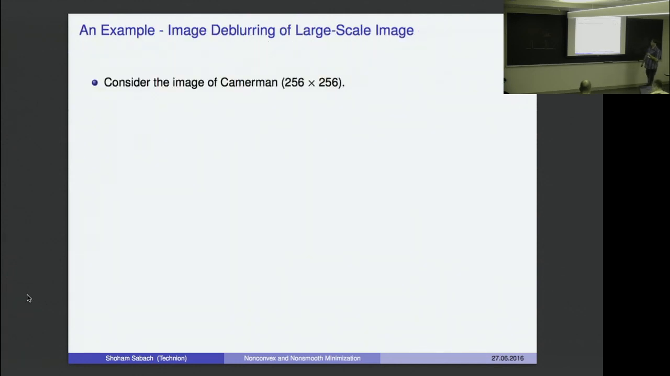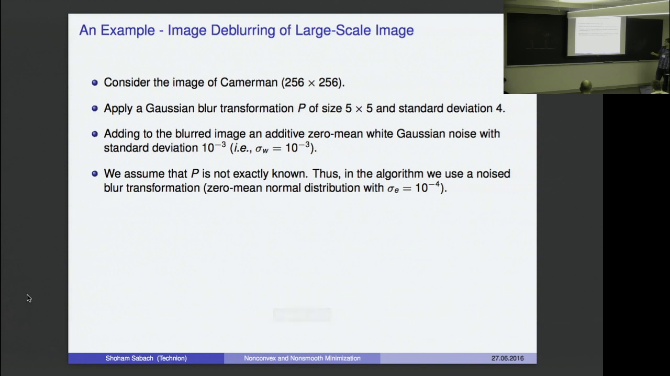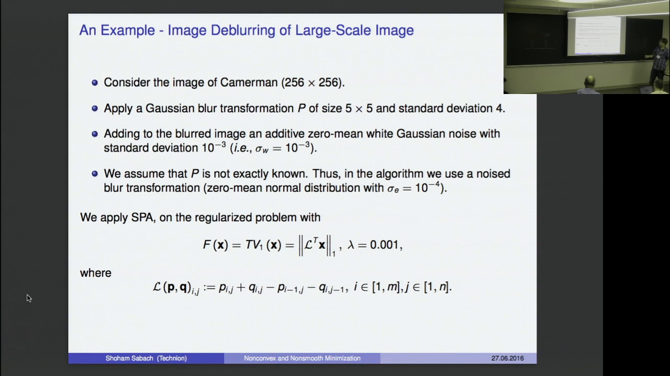Okay, so we consider an example from large-scale blurring. We took the classical image of the cameraman. We applied a Gaussian blur and standard noise. And it's important, according to the model, we didn't use the transformation P in the algorithm. We of course used a noisy version. This is exactly the model of the regularized structured total least squares. We don't know exactly the transformation, but a noisy version. And we took TV as regularizer. These are the exact parameters, and this is the classical TVL1 regularizer.